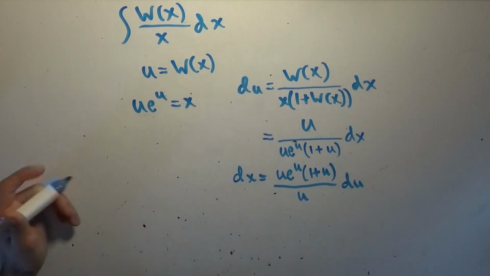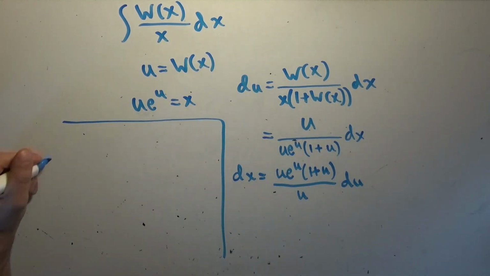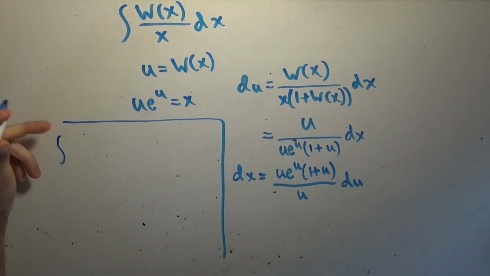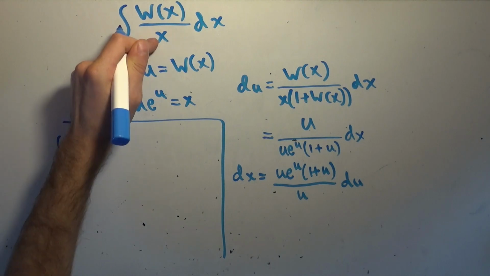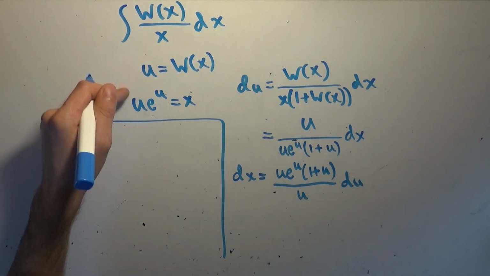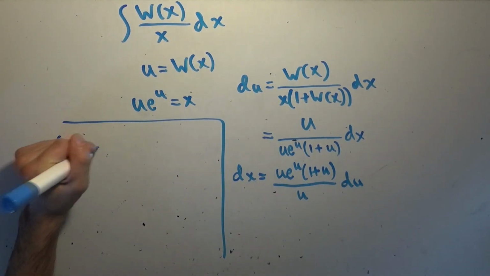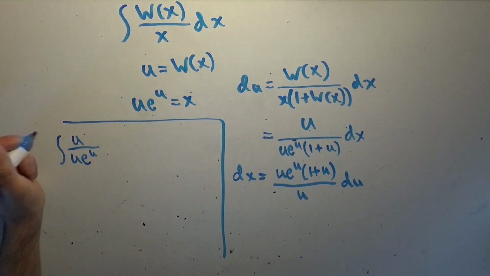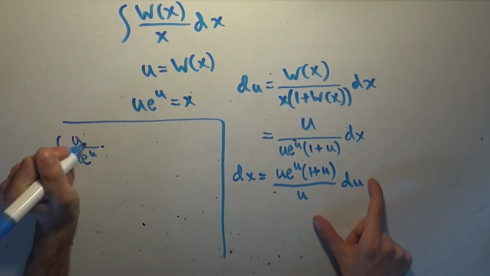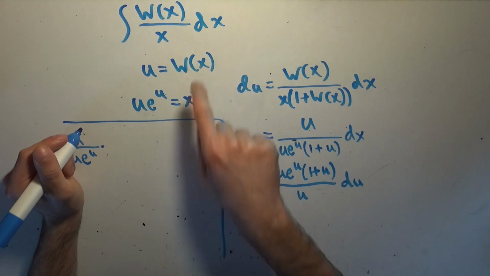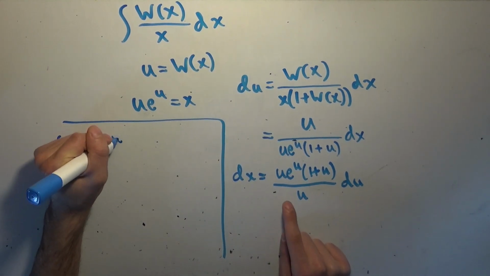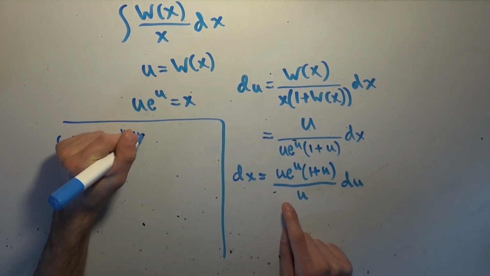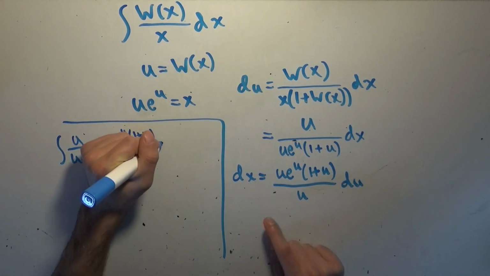And now we can rewrite the integral and solve and find our final answer. So the integral is now u over u e to the u, right? Because we did these substitutions, u divided by u times e to the u, and now we have to multiply in the differential, because we have to replace dx, right? So we multiply by u times e to the u times 1 plus u divided by u du.